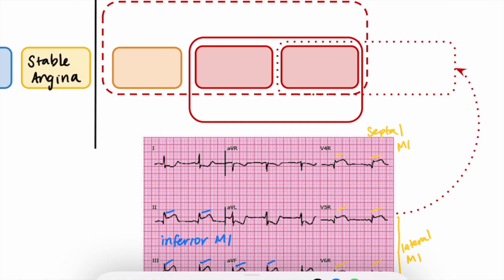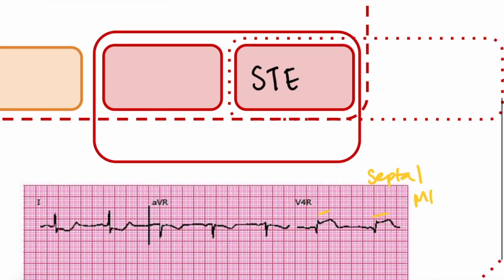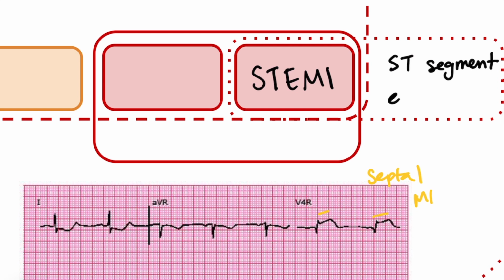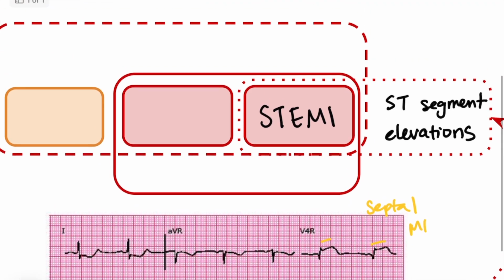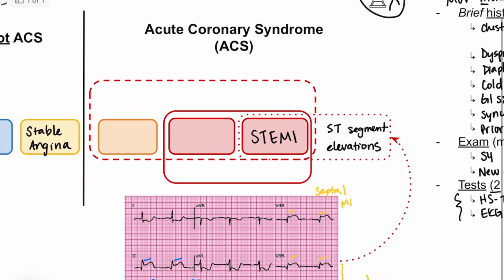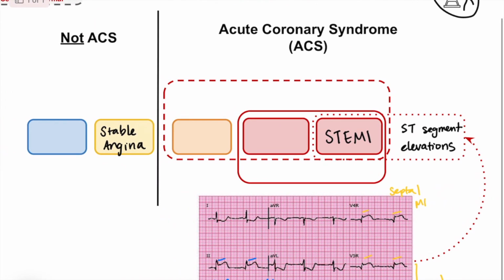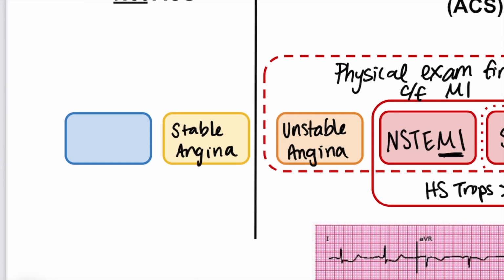So going up to our chart, we can then fill out some of these blanks. The important part here is that ST elevations are unique to STEMI. ST elevations can also happen for reasons that are not acute coronary syndrome. So this blue box should be any other diagnoses.